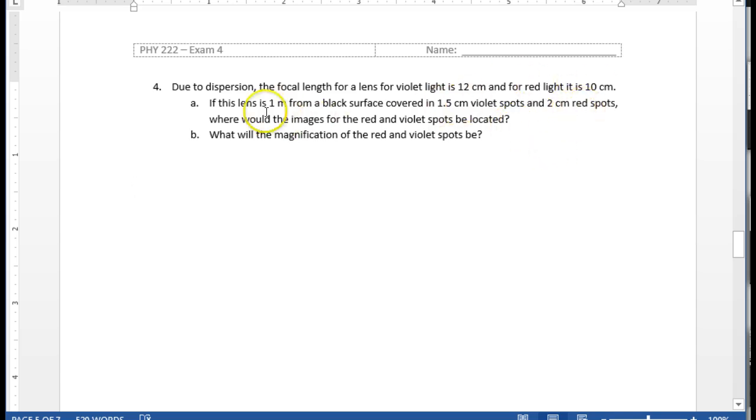Okay, so what matters are the distance and the focal length, and the size of the dots don't really play into where the image shows up. So let's start with violet. For violet, we've got 1 over the distance to the object plus 1 over the distance to the image equals 1 over the focal length. We can choose our units to be either all centimeters or all meters. As long as the units are all the same, it doesn't matter. I'm going to go with all centimeters.